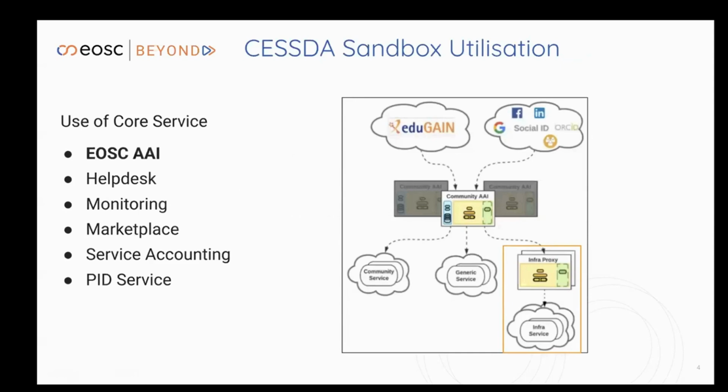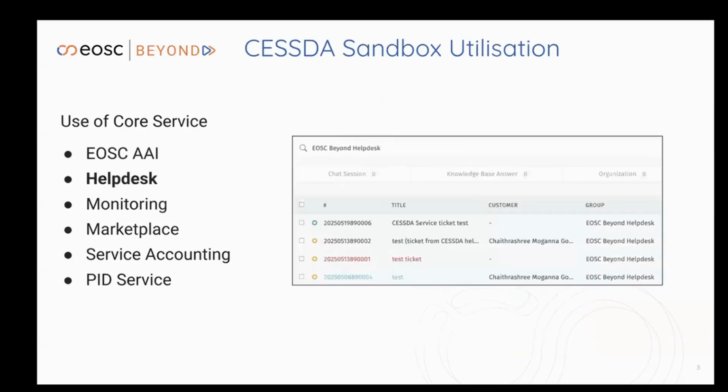So Tim's given a very good explanation of how the EOSC community AAI works. If you look at the bottom right-hand corner, that infra proxy is the CESSDA has its own instance of a proxy, and that's protecting some of our resources like protected data sets and other things. So we're using the community AAI to protect and allow access to CESSDA resources.